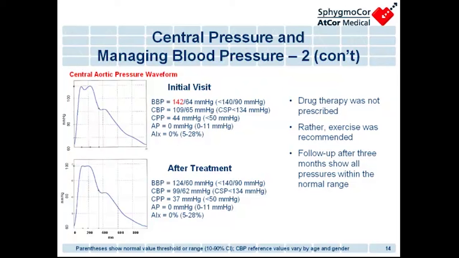And I actually saw a patient in my clinic on Tuesday who was 28 and a resident at the hospital and had exactly this type of picture on his central pressure waveform. I am going to be advising diet and exercise and follow-up for this gentleman rather than initiating an antihypertensive drug at the ripe old age of 27.